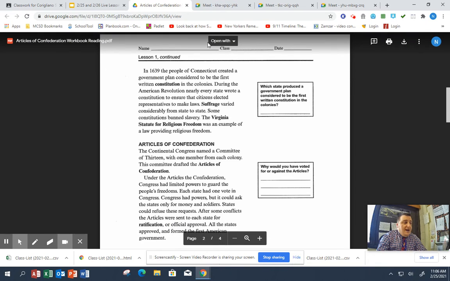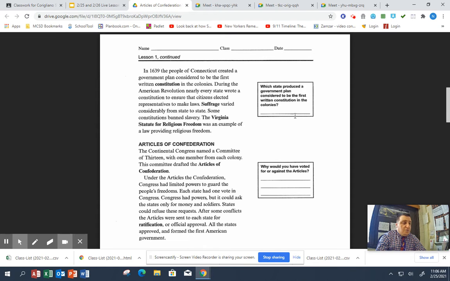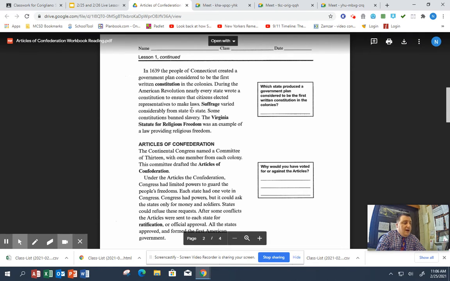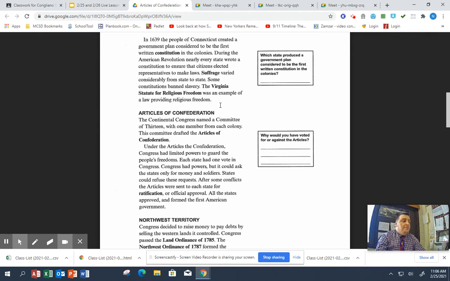Okay. Now, Connecticut is going to be the first state to produce a government plan considered to be the first written constitution in the colonies. Okay. And other states are going to do that too. But eventually, when you have the revolution, the colonies when they form into states and when they form into the United States of America, they're going to need a government that is established to represent them and represent the people.